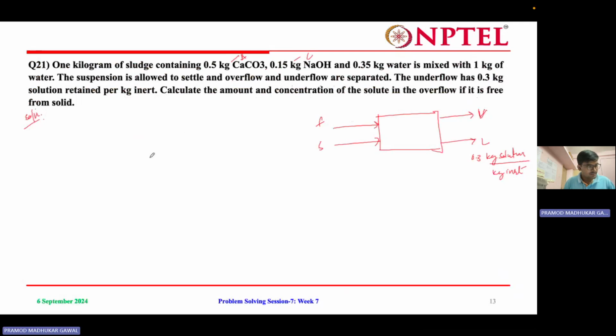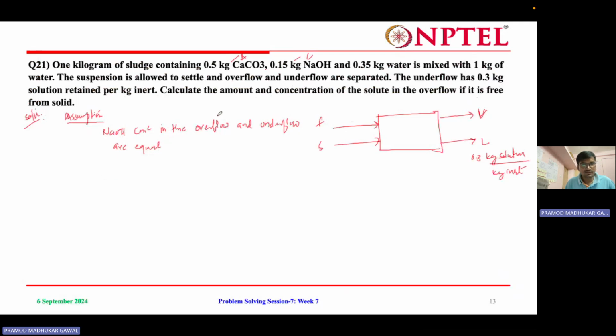So here is the one assumption. The NaOH, this is a solute. NaOH concentrations in the overflow and underflow are equal, right?